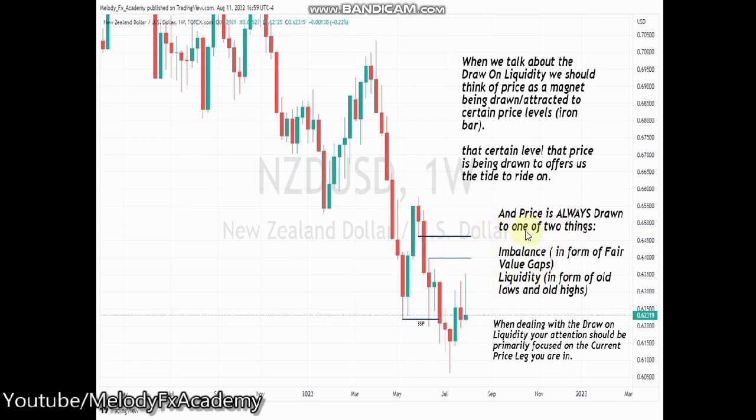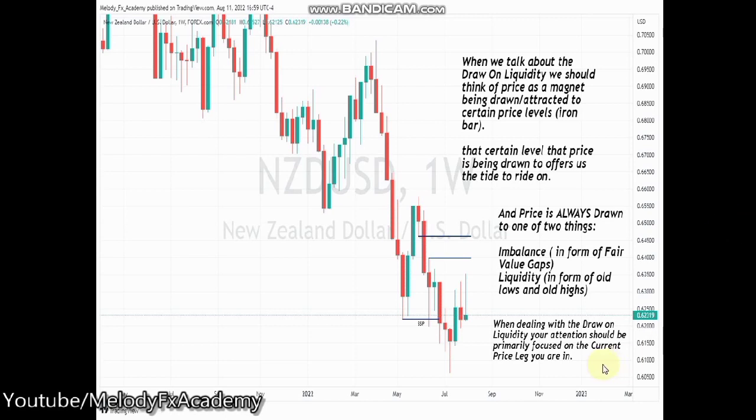Now remember, having understood that price is like a magnet being attracted to an iron, where is price being drawn to? What kind of iron is price being drawn to? Price is drawn to two types of iron. As a magnet, price is drawn to an imbalance in the form of fair value gaps, and to liquidity, in the form of old lows and old highs. These are the two types of iron bar, more like price levels, that draw price to themselves, that price is attracted to.